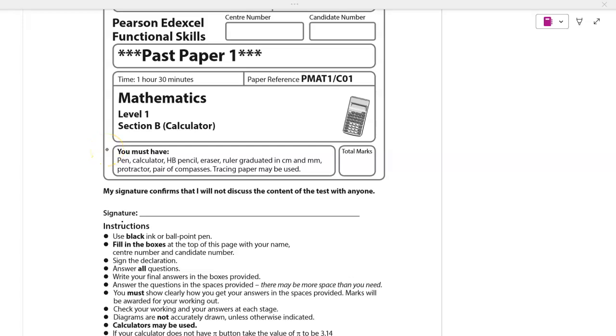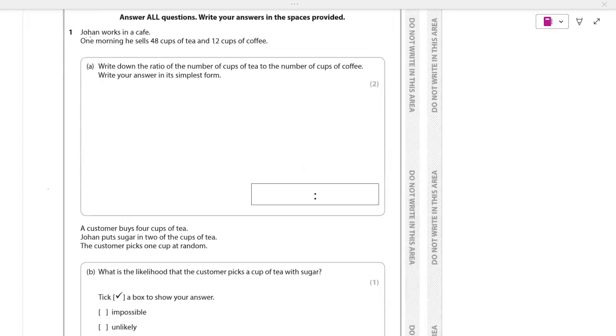This is Functional Skills Maths, Level 1, Section B, Calculator paper. And this is the 1 hour, 30 minutes paper. Question 1. Johan works in a cafe. He sells 48 cups of tea and 12 cups of coffee. Write the ratio down and then write it in the simplest form.